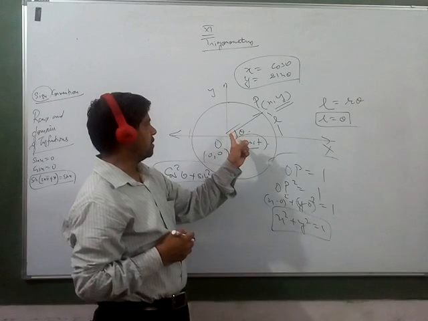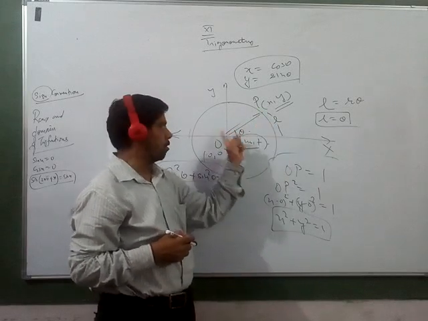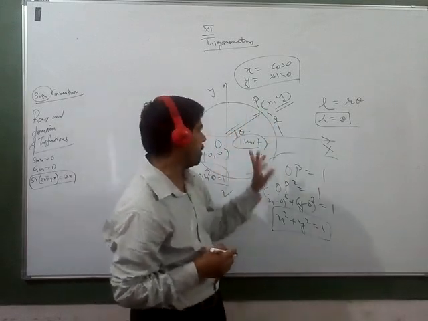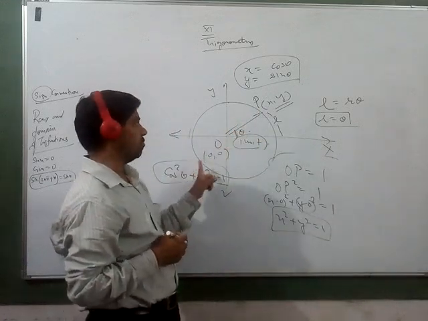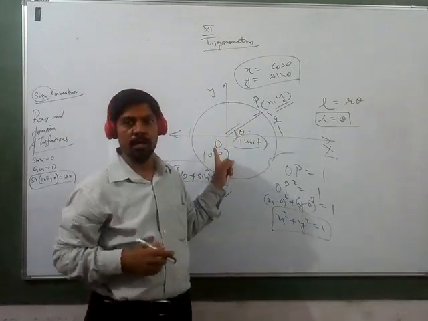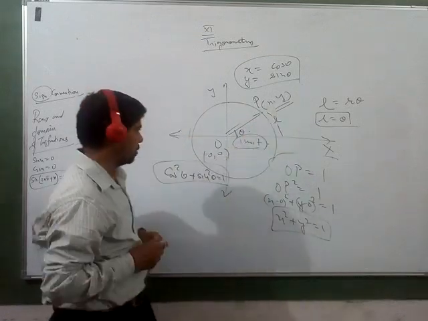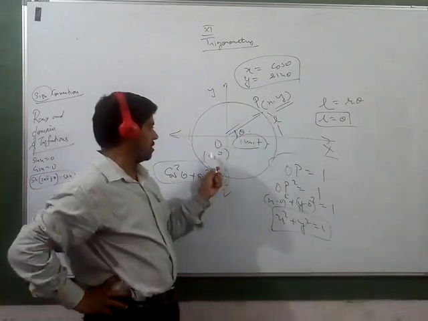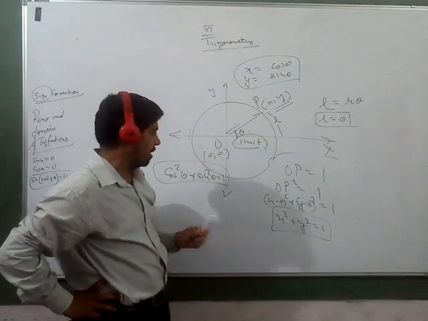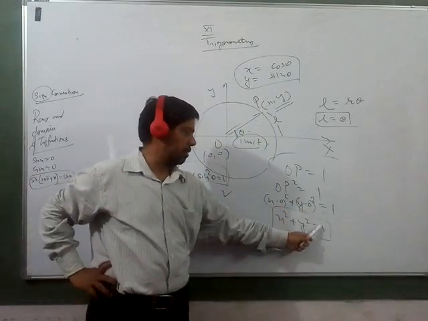Now the distance of O and P is OP, and that is equal to what? You see, from the distance formula, the coordinates of the origin are (0, 0), and the coordinates of P are (x, y). So the distance OP is the square root of (x minus 0) whole square plus (y minus 0) whole square, and that is equal to the square root of x square plus y square, which is equal to 1.